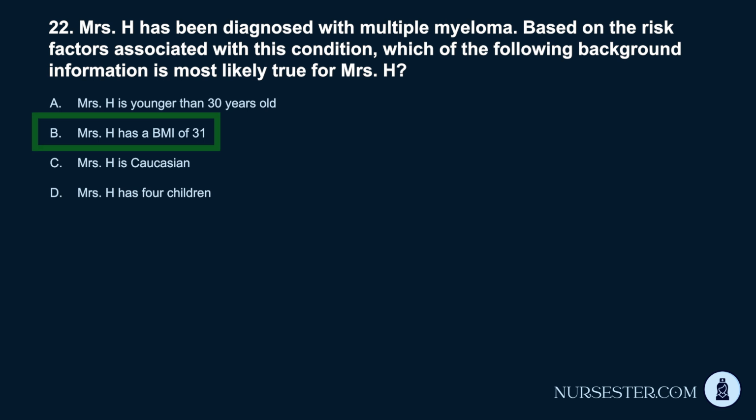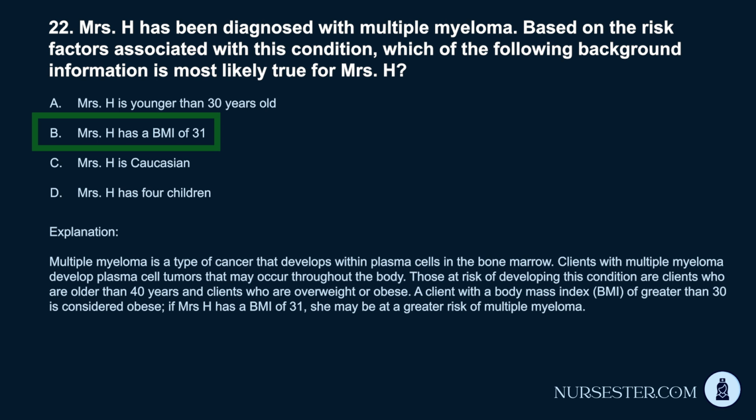Correct answer: B. Mrs. H has a BMI of 31. Multiple myeloma is a type of cancer that develops within plasma cells in the bone marrow. Clients with multiple myeloma develop plasma cell tumors that may occur throughout the body. Those at risk of developing this condition are clients who are older than 40 years and clients who are overweight or obese. A client with a body mass index, BMI, of greater than 30 is considered obese. If Mrs. H has a BMI of 31, she may be at a greater risk of multiple myeloma.